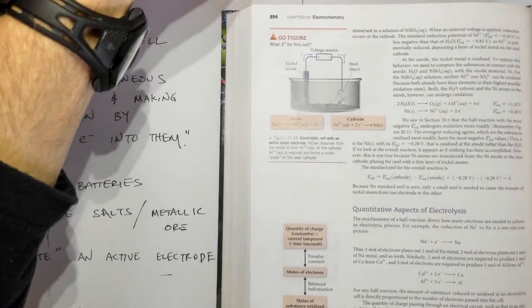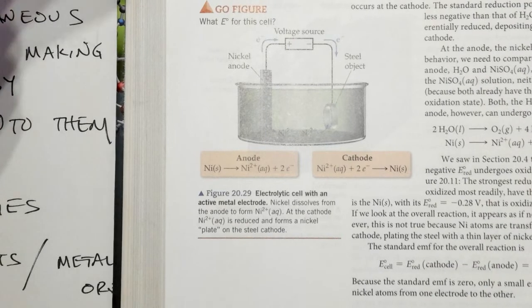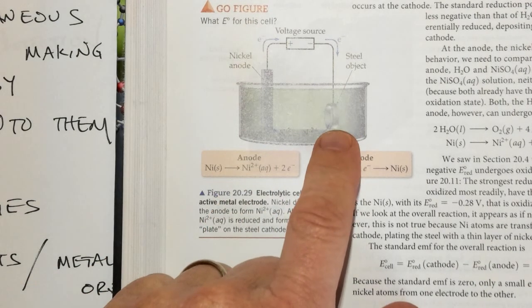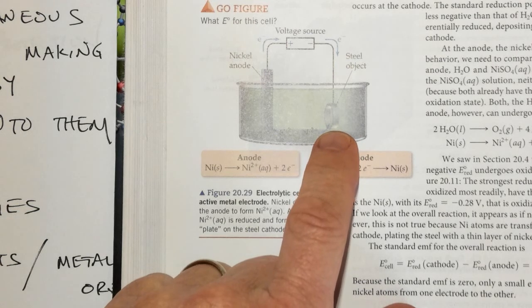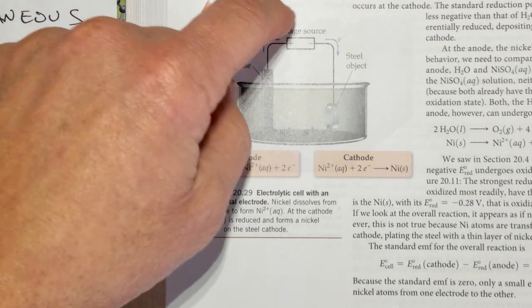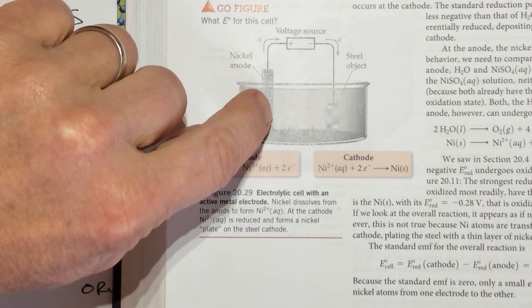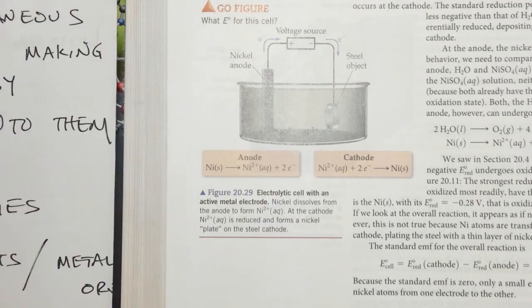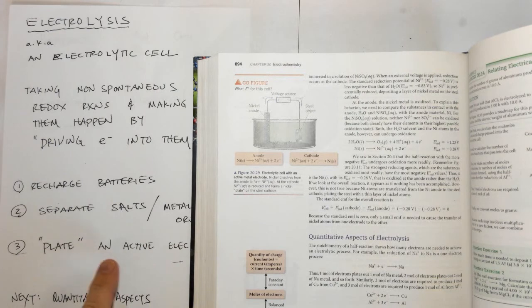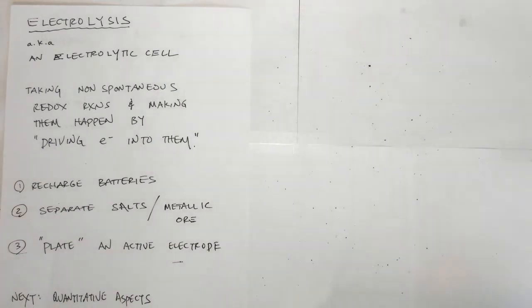It's usually got nickel on it, and so here's an example where we have a nickel anode right here, and then we have an object made out of steel right here, which could be a fork or a spoon or a knife. Then we run electricity into here, which causes some nickel ions right here to be plated onto the steel object. That's what we mean by electrolysis when we're plating something onto an active electrode.